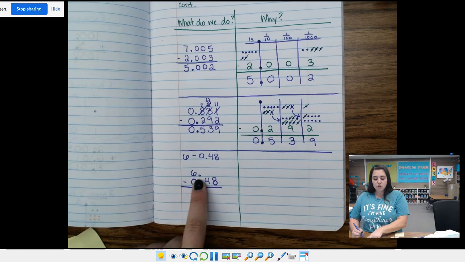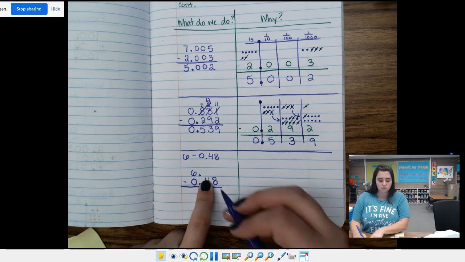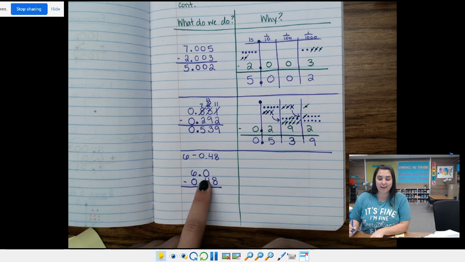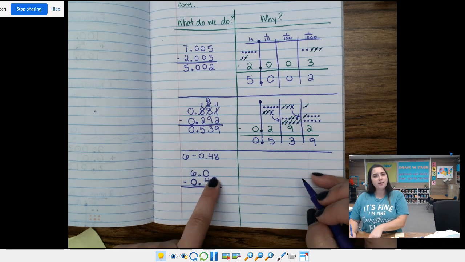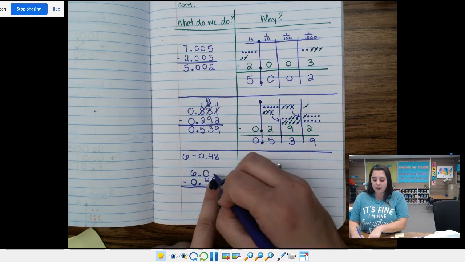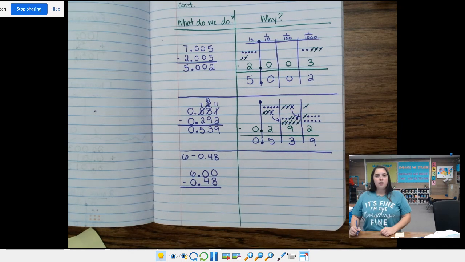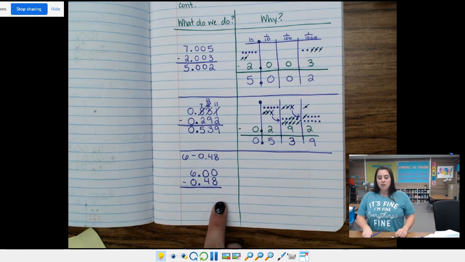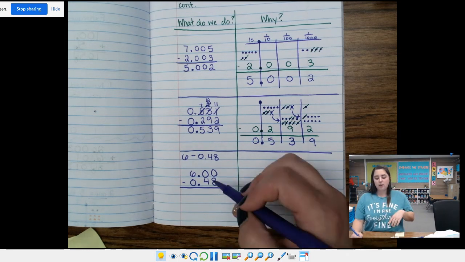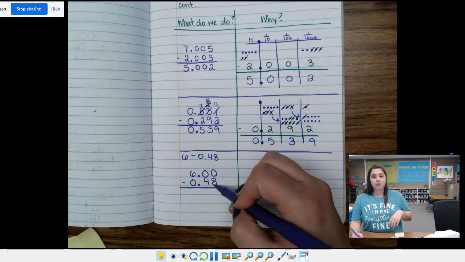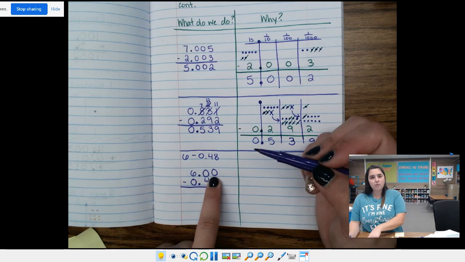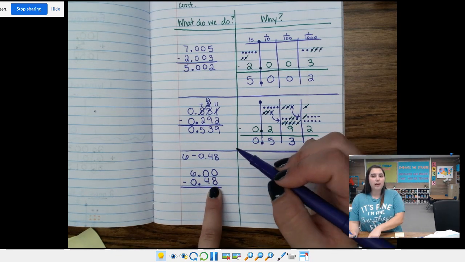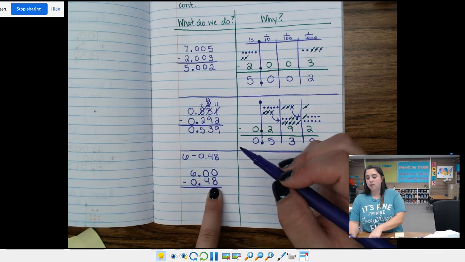On this 6, do you have any tenths? Nope. Add a 0. Do you have any hundredths? Nope. Add a 0. You cannot just drop down your 4 and your 8 because it's not 48 minus 0. You're saying you have 0, you have nothing. You need to take away 8. You have some work to do.